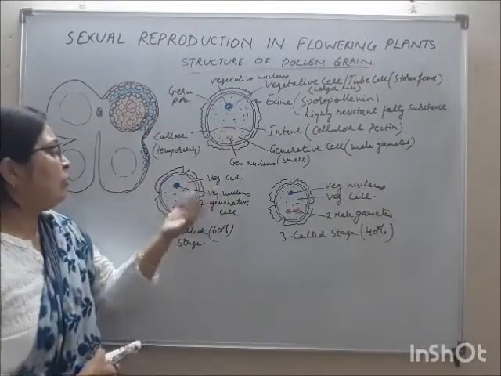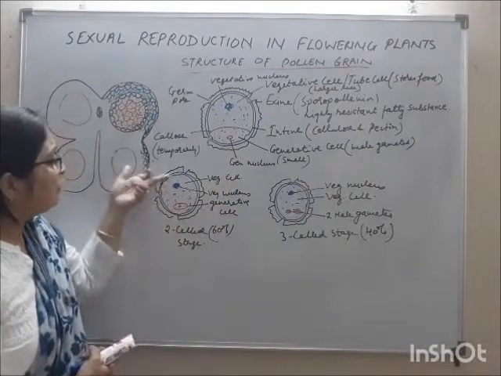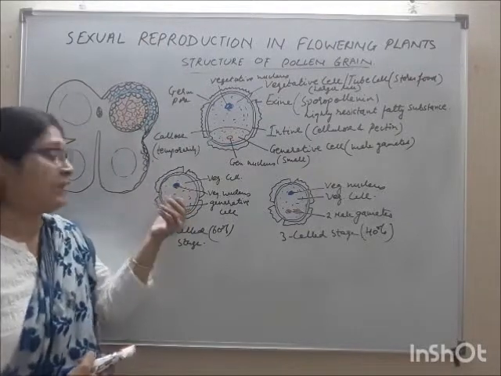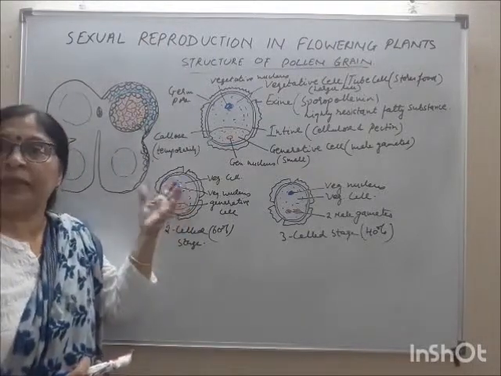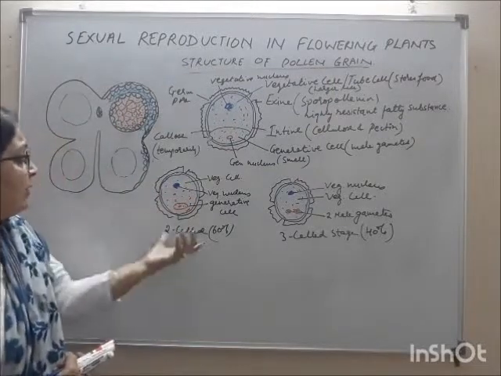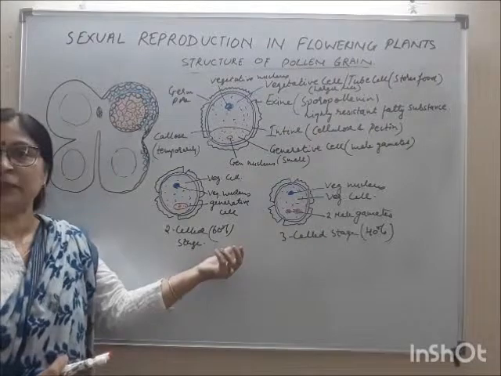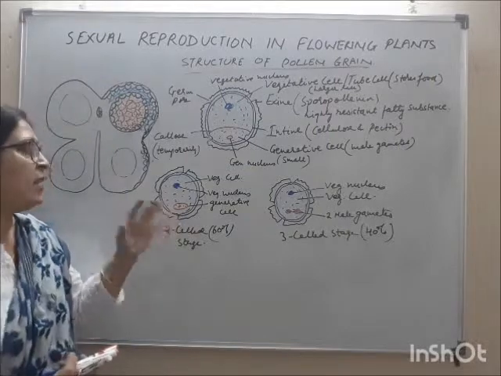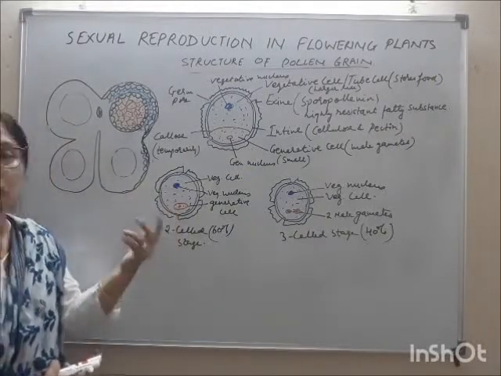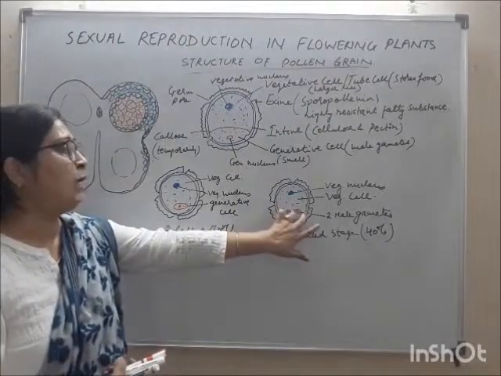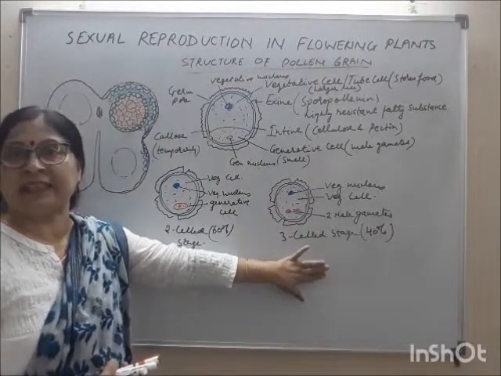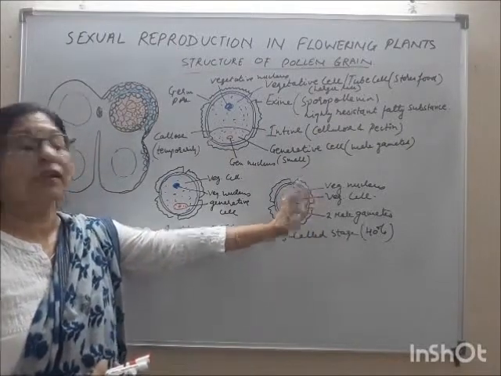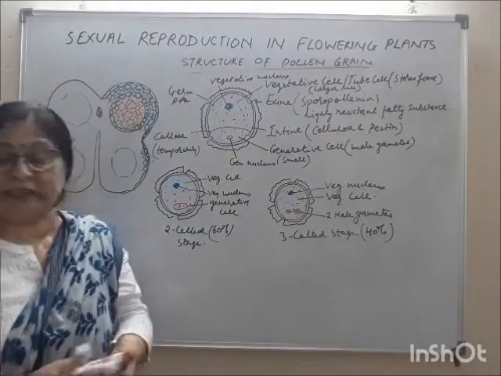Now come to the vegetative cell and generative cell. When the callose wall dissolves, this generative cell is freely present in the cytoplasm of the vegetative cell. Now this is known as the two-celled stage. 60% of angiosperms release pollen grains in the two-celled stage. Then this generative cell undergoes mitosis and produces two male gametes, and this is known as the three-celled stage. And some 40% of angiosperms release pollen grains in the three-celled stage.